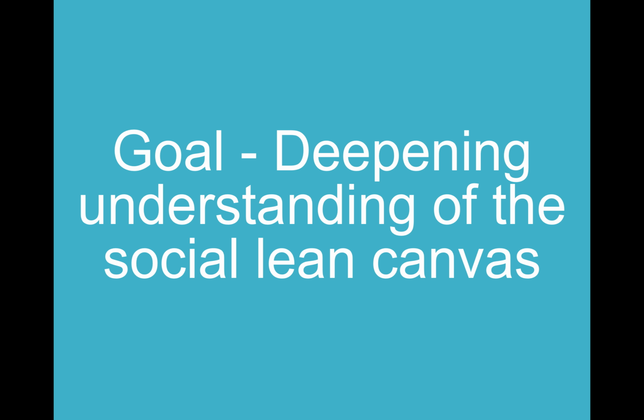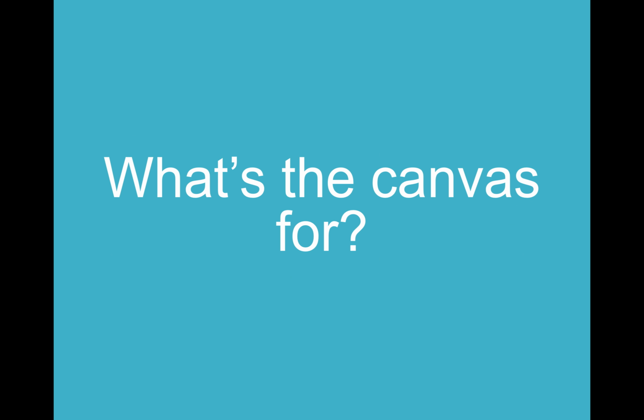So the goal today is one of deepening our understanding of the social link canvas, running through an example of the canvas so that we can get a better understanding of how it works. Quite often when we teach the canvas to people over time, what they really want is to see examples, because that's often the best way to learn. The theory is all well and good of how you should do it, but actually seeing examples put into the canvas is where the learning often happens. So that's what we're going to do today.